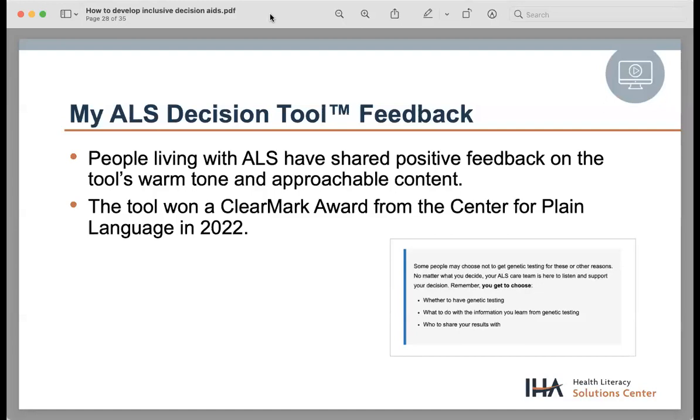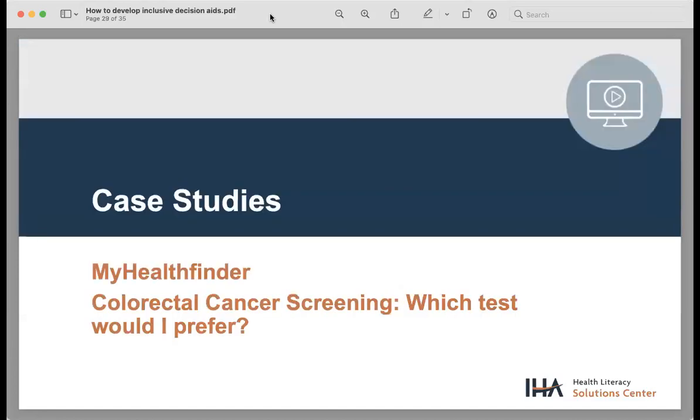And the tool also won a Clearmark Award from the Center for Plain Language in 2022, which is an award that recognizes health communication materials that are easy to understand and use. So we were glad to see the My ALS Decision tool honored with that award, and really glad that it's had a positive impact for people living with ALS. And next slide. And I'll turn it over to you, Louisa, for the My Health Finder case study.